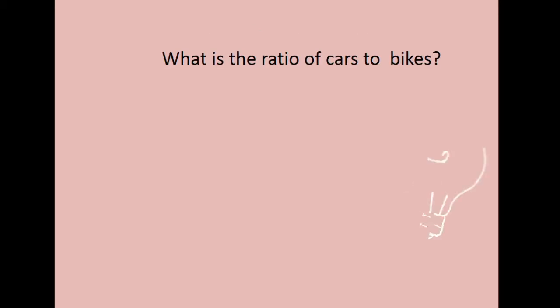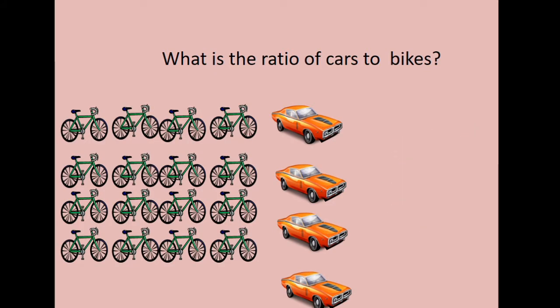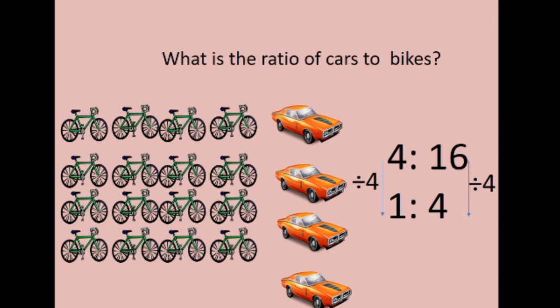In this example, discuss out loud what is the ratio of cars to bikes. The ratio of cars to bikes is 4 to 16. Discuss out loud how we would simplify this amount. Simplifying ratios works in a very similar way in which we simplify fractions. We need to see a common factor that goes into both the numbers in the ratio. In this instance, they are both divisible by 4. So 4 to 16 simplified is 1 to 4.